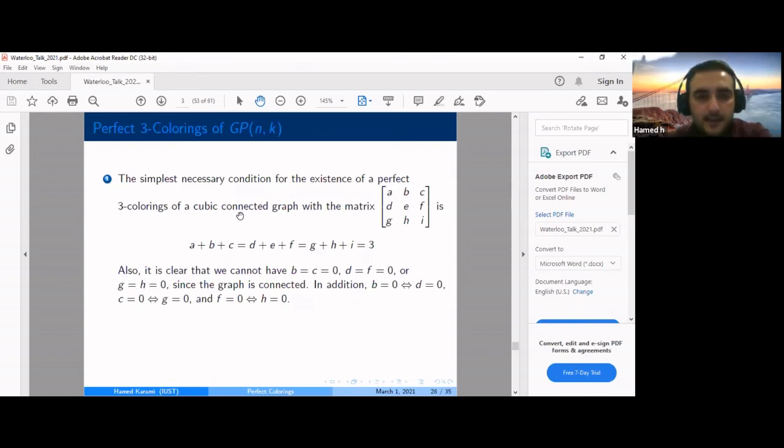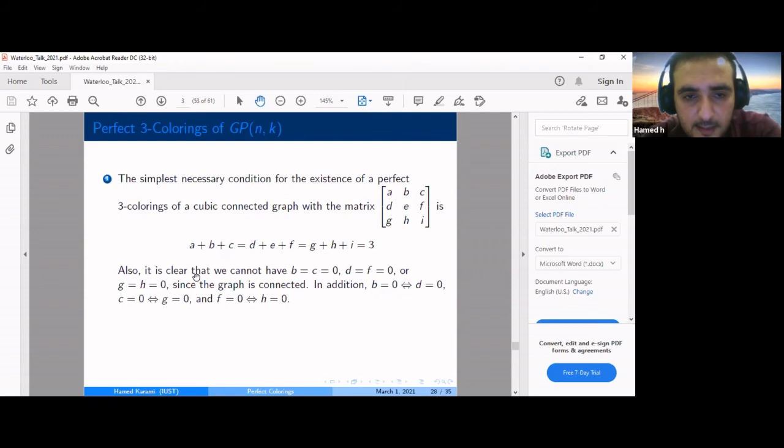Okay, let us start. Perfect three-colorings of GP(n,k). The simplest necessary condition for the existence of a perfect three-coloring of a cubic connected graph with this matrix is that A+B+C is equal to D+E+F is equal to G+H+I is equal to 3. It means that the sum of every row is equal to the degree of the graph, that is 3.